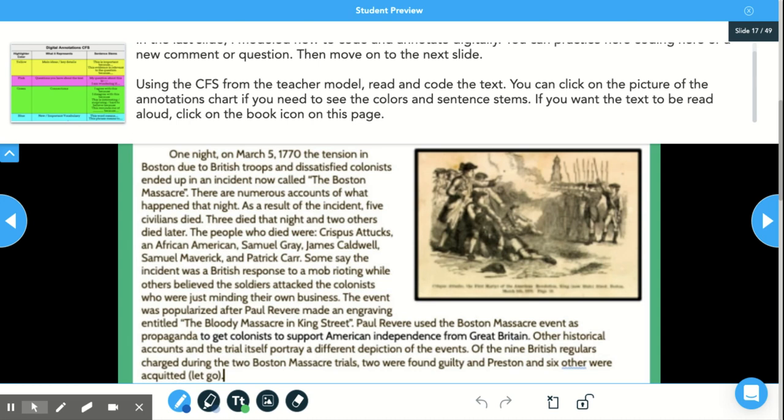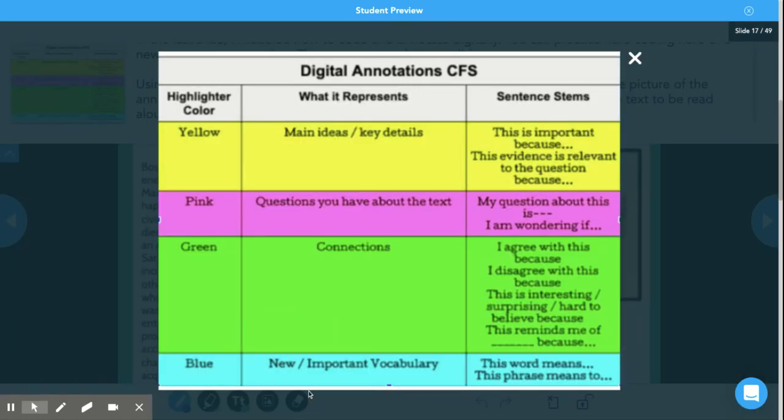Now I'm going to model how to code and annotate digitally as you read. Using this digital annotations chart, you will code the text. You will highlight yellow for main ideas and key details. If you have any questions about the text, you will underline that part of the text in pink.